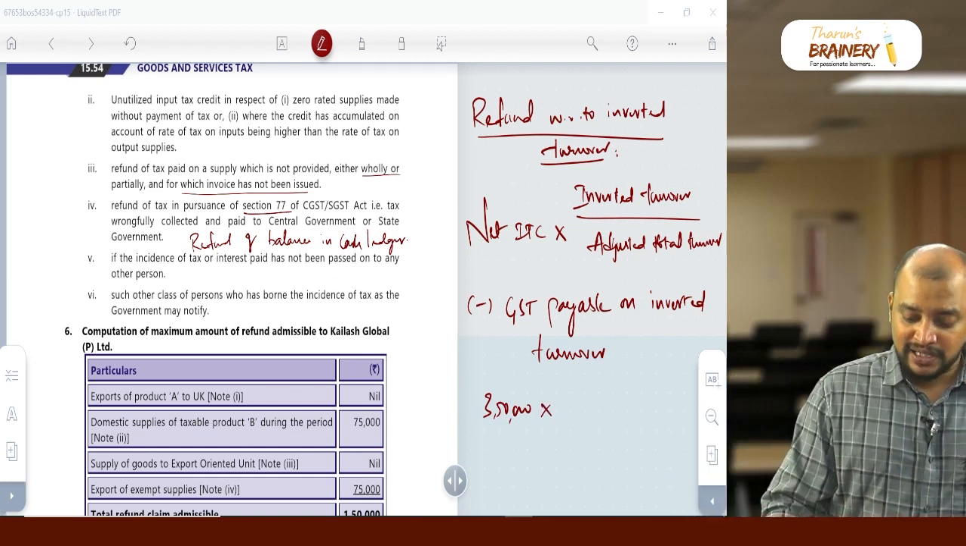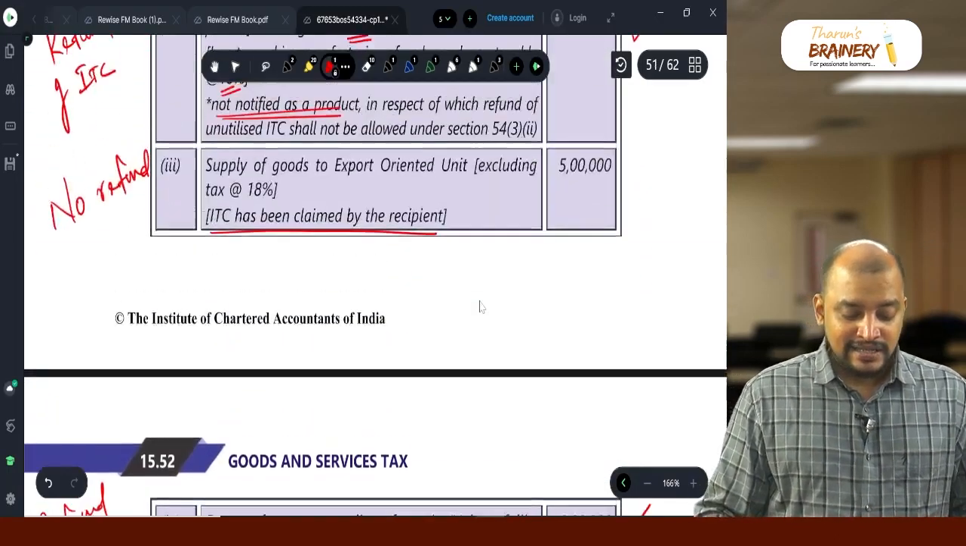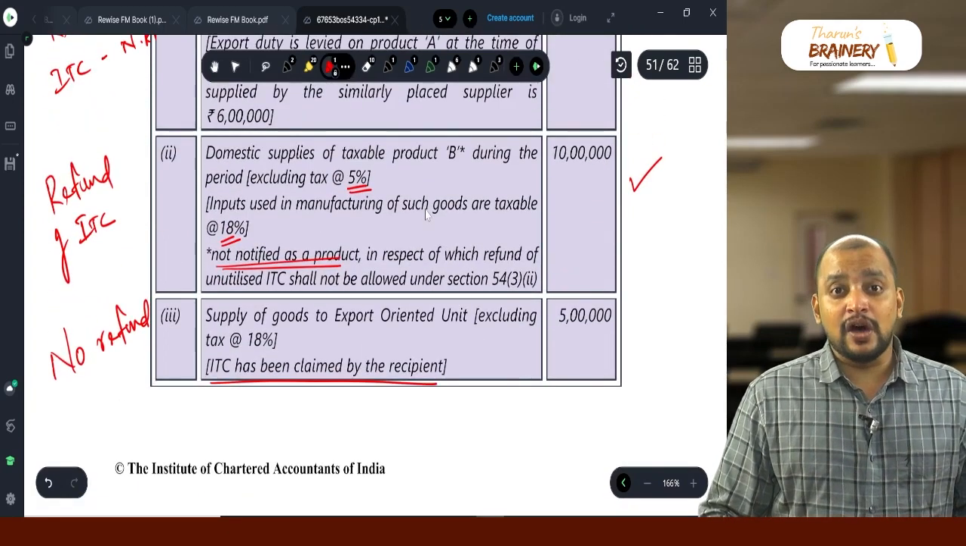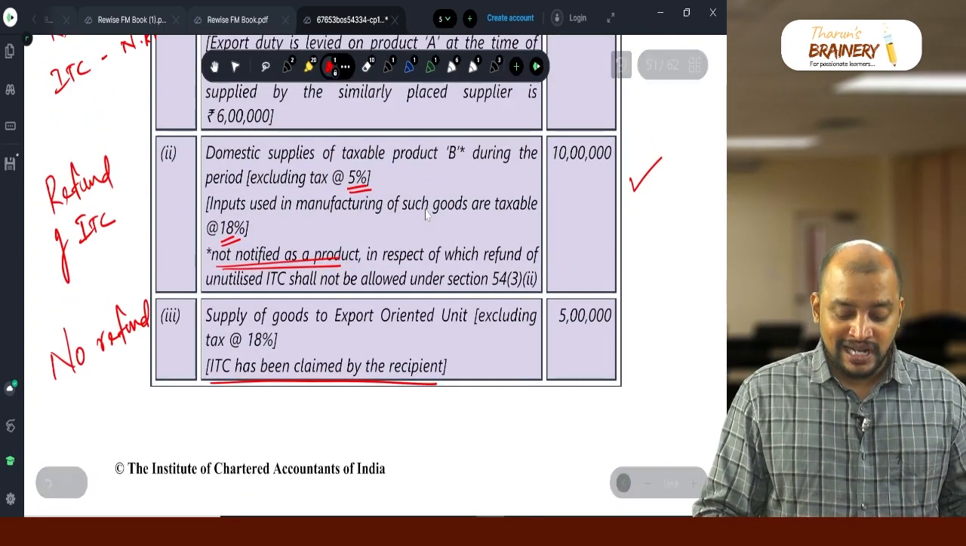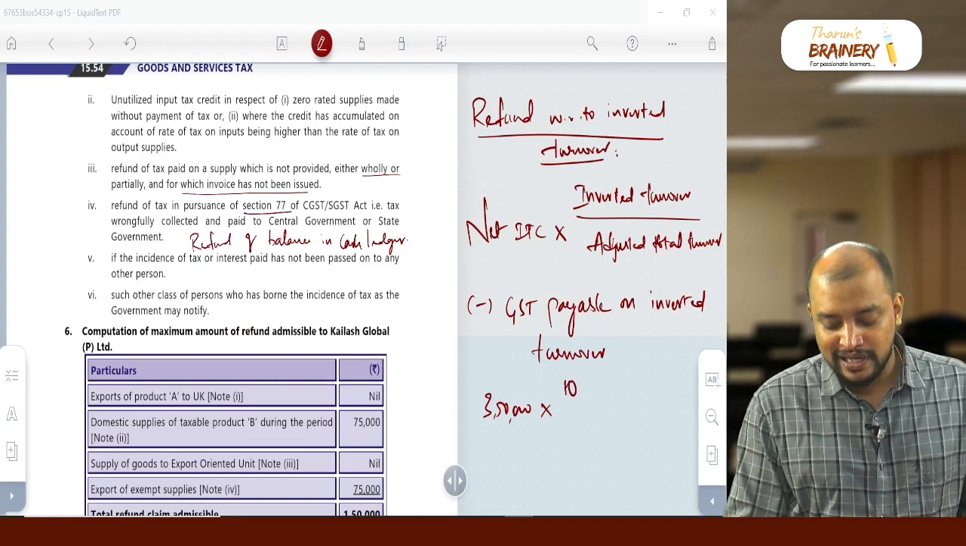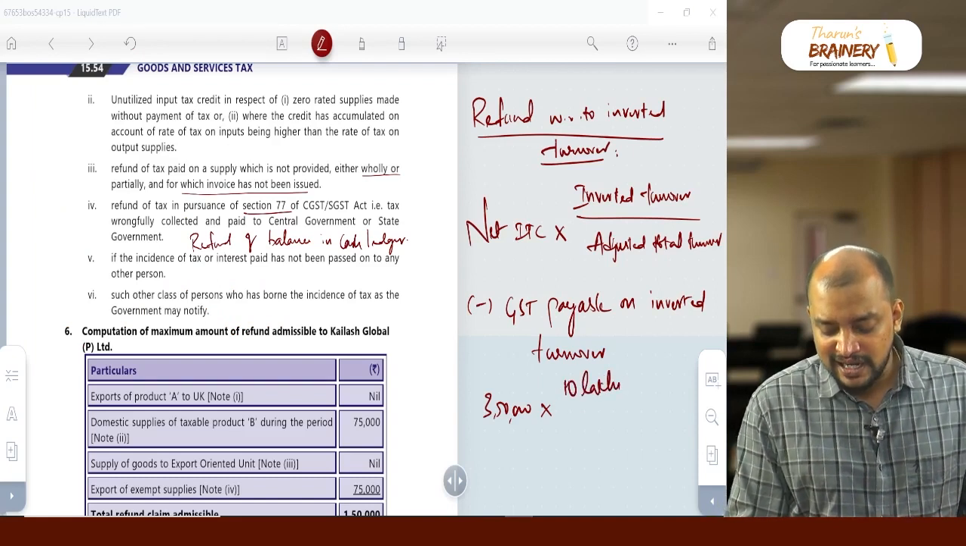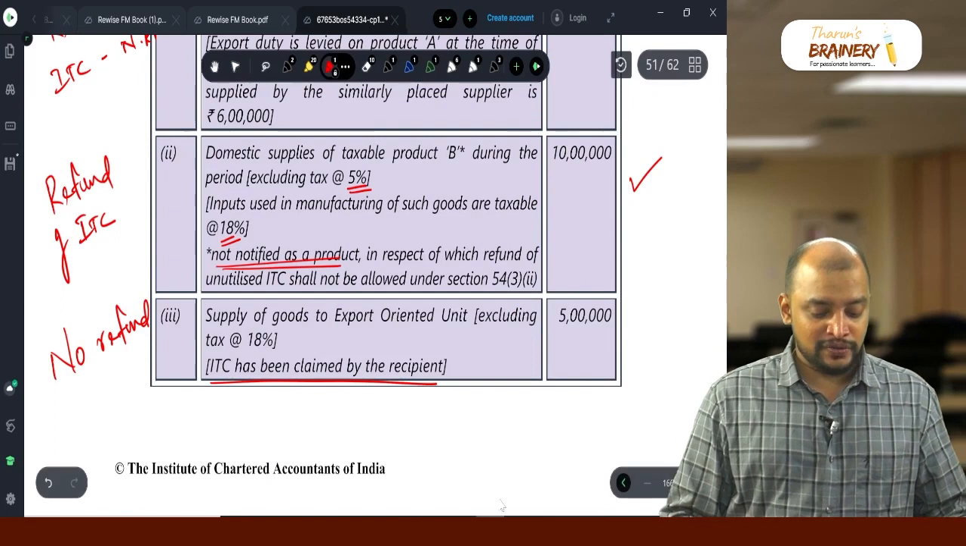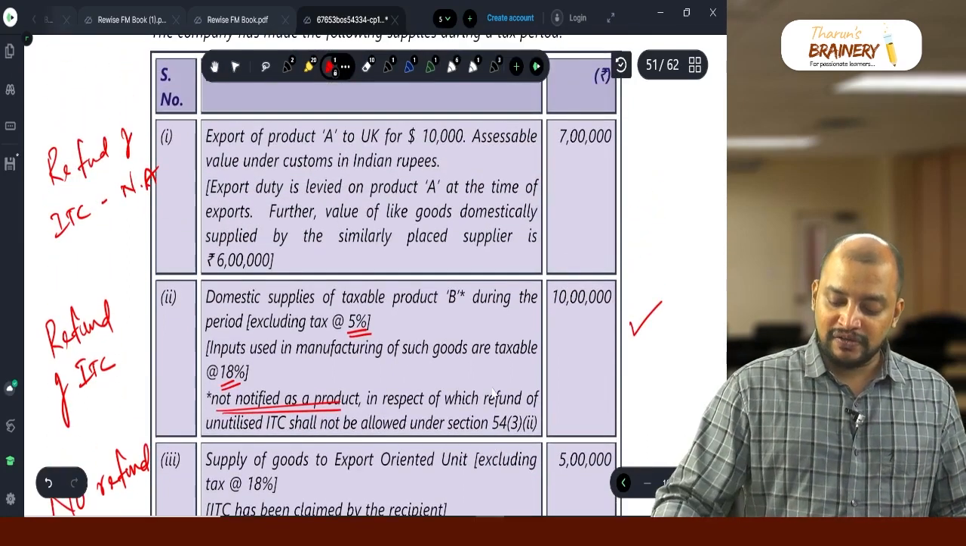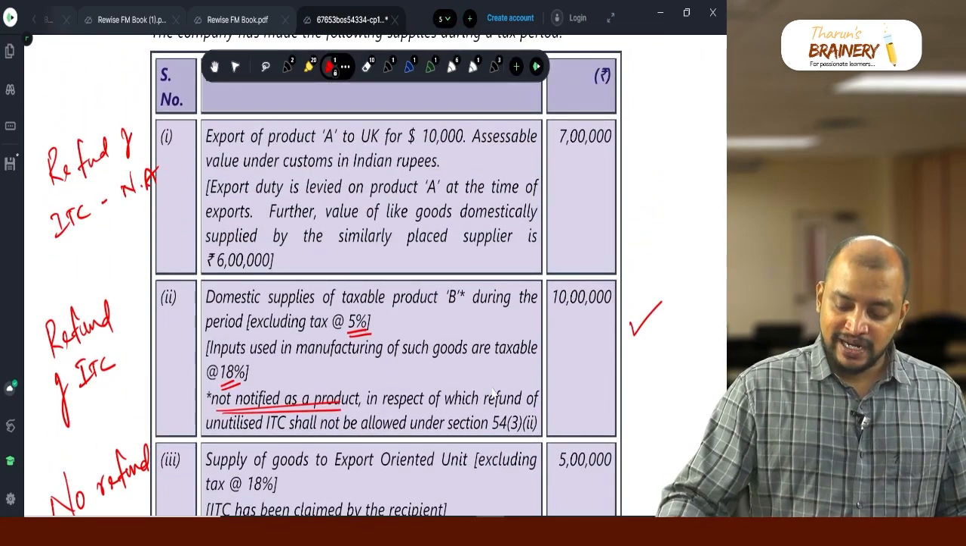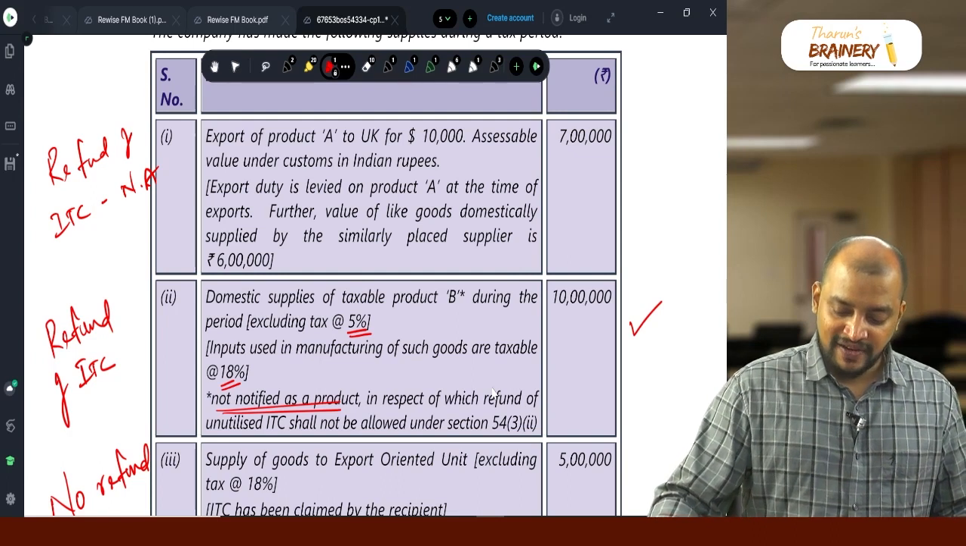So, what is the inverted turnover here? That is where the GST rate on output is less than on input. So, 10 lakhs is the inverted turnover. So, we are taking 10 lakhs divided by adjusted total turnover. In adjusted total turnover, we will be taking 7 lakhs plus 10 lakhs plus 5 lakhs.